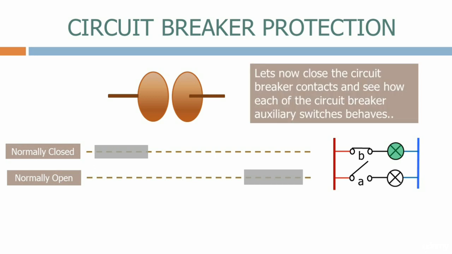Let's now close the circuit breaker contacts and see how each of the circuit breaker auxiliary switches behaves. As the circuit breaker contacts move from the fully open position, the normally closed auxiliary switch opens, removing the supply to the bulb. Once the circuit breaker contacts get to the fully closed position, the normally open auxiliary switch closes, lighting the bulb.